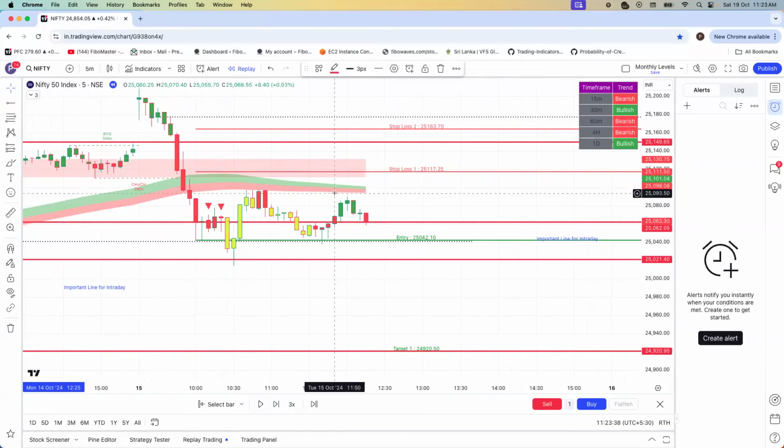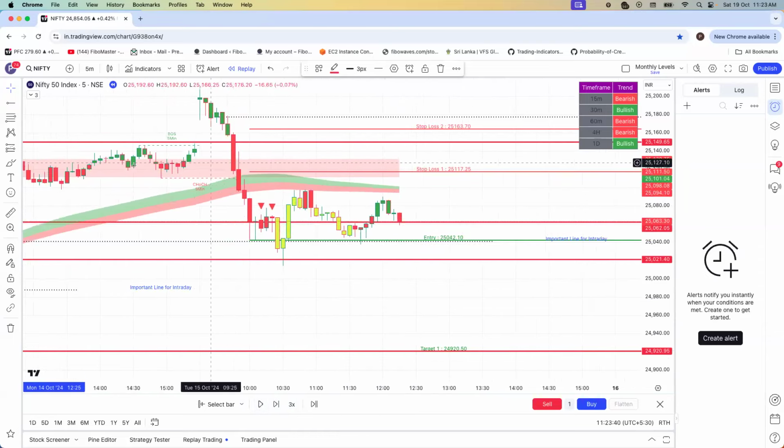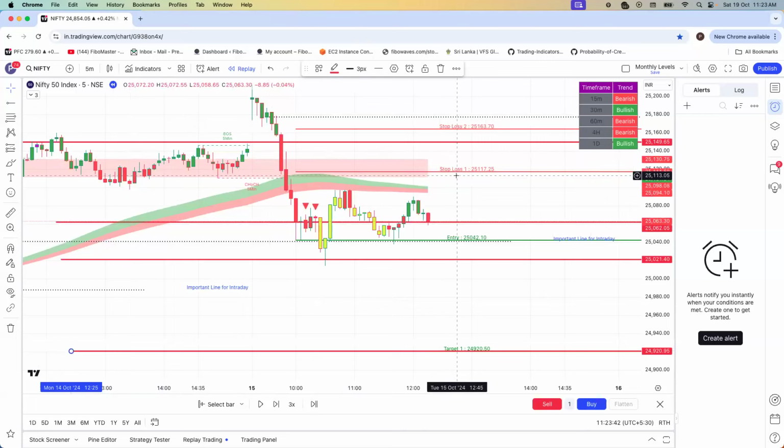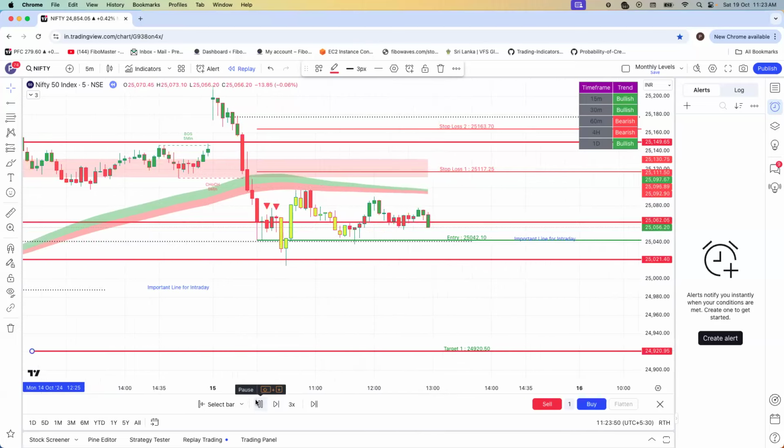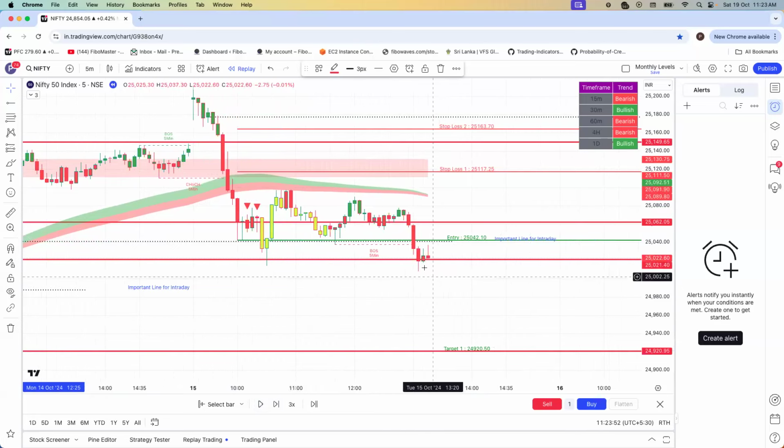Your cloud will act like a resistance. And you also have one more thing which I'll be talking about later. That is also there. So just allowing the price to go down. Now the entry is still at the second level only.